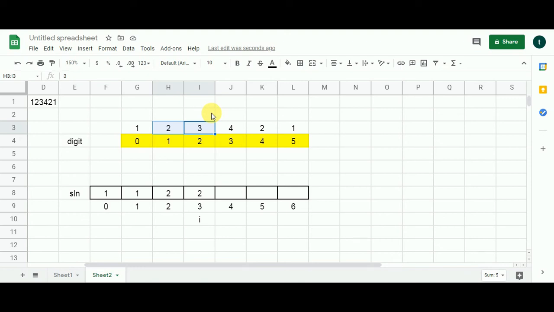So we are going to add this 2 to the value of the cell represented by I minus 2 in the solution array. So I is 3, 3 minus 2 is 1.